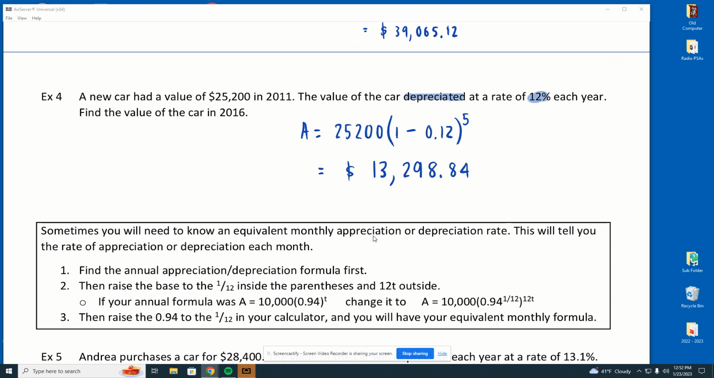There it is, $13,298.84. Okay, any questions with this?